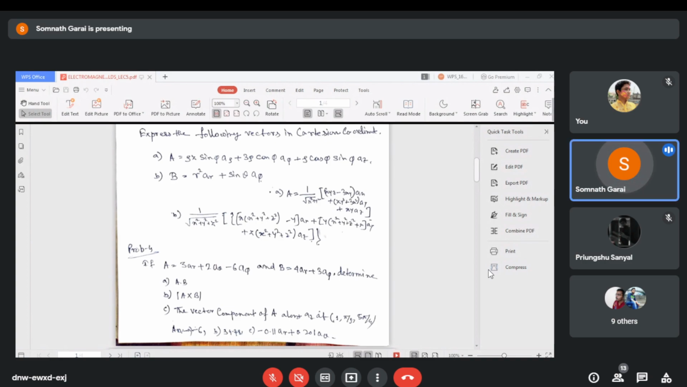First you solve the problem number 3a, okay, and send to my WhatsApp number. After solving, I will check it, and then you solve problem number 3b.